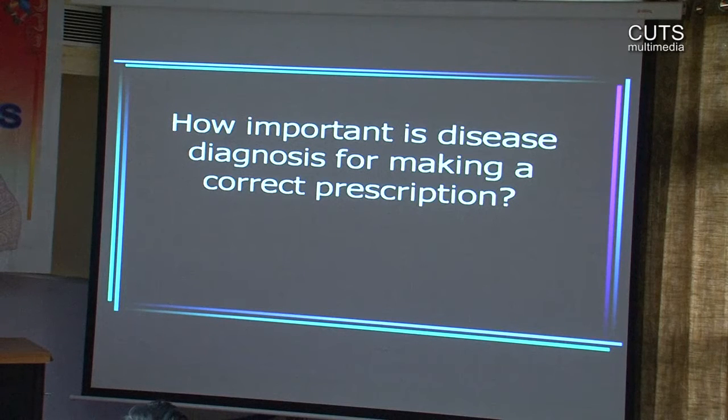Treatment means giving advice what a person should take, what a person should not take, what a person should eat, what a person should not eat. That also is a part of treatment. Treatment means telling a person that your disease will spread to others, so be careful and be alone, quarantine. Treatment means also telling the person that your disease is very fatal.